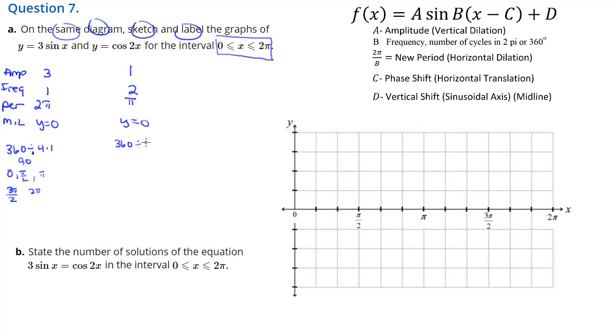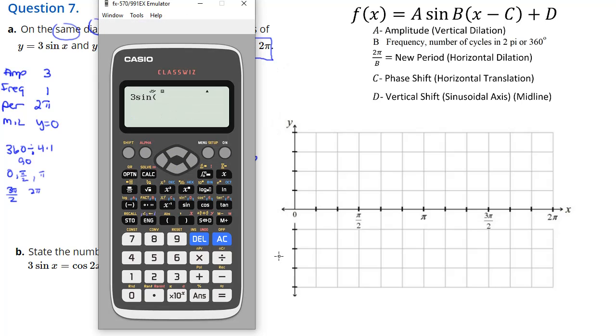This one has got a frequency of 2, so it's going to be 360 divided by 8, or 45 degrees, or pi over 4. And so I'm going to go 0, pi over 4, and then 2 pi over 4, which is half, and then 3 pi over 4, and then 4 pi over 4. That's going to give me one whole cycle. Once I have that, I can figure out the rest. So let's go ahead and try it.